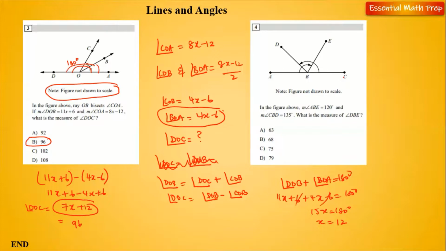Here's how you do problem 4. In the figure above, angle ABE is 120 degrees, as it's shown here. And angle CBD, which is this right here, or you can say DBC, doesn't matter, is 135 degrees. You're asked to determine what DBE is.